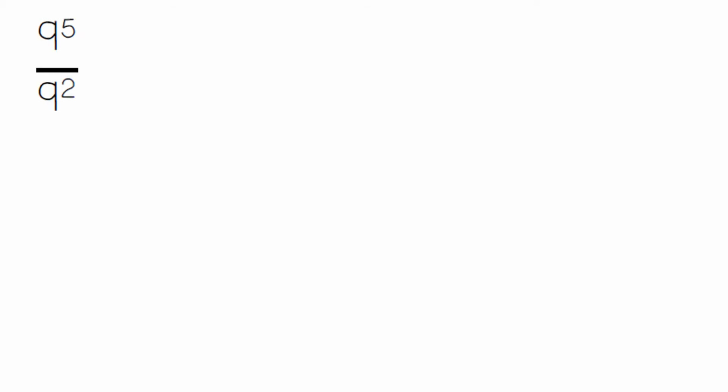For this problem, we have 9 to the 5th divided by 9 to the 2nd. Because it is a division problem, and when we divide, we know that we're going to subtract the exponents.